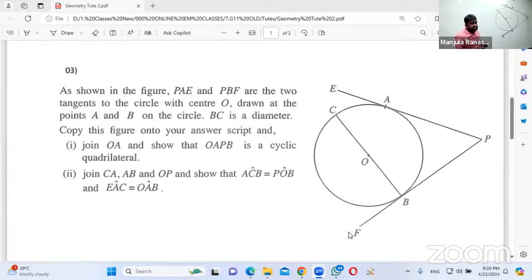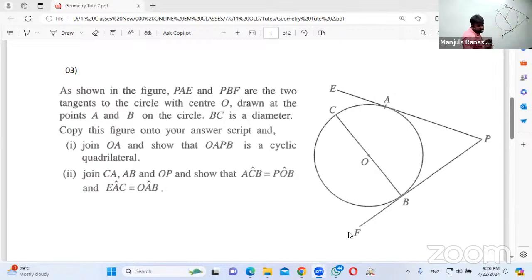Read the diagram. As shown in the figure, PAE and PBF are the two tangents to the circle with center O, drawn at the points A and B on the circle. BC is a diameter, yes, that means O is the center and it is given. Copy this information to the answer script, and first one, join OA. So first you can join OA. Yes, I joined it, OA.